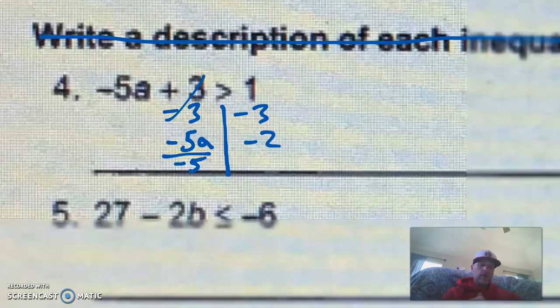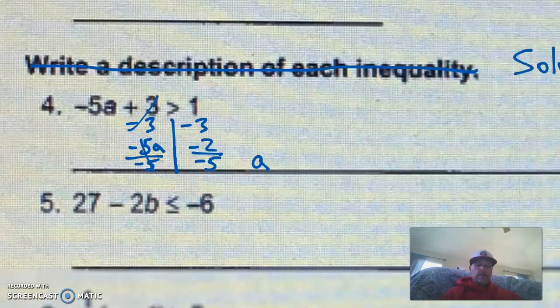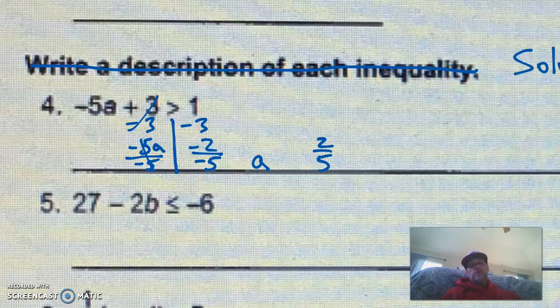I'm going to write it over here. A all by itself. We're going to divide this by -5. A negative divided by a negative is a positive, and so that's actually just going to end up being a fraction of 2/5.